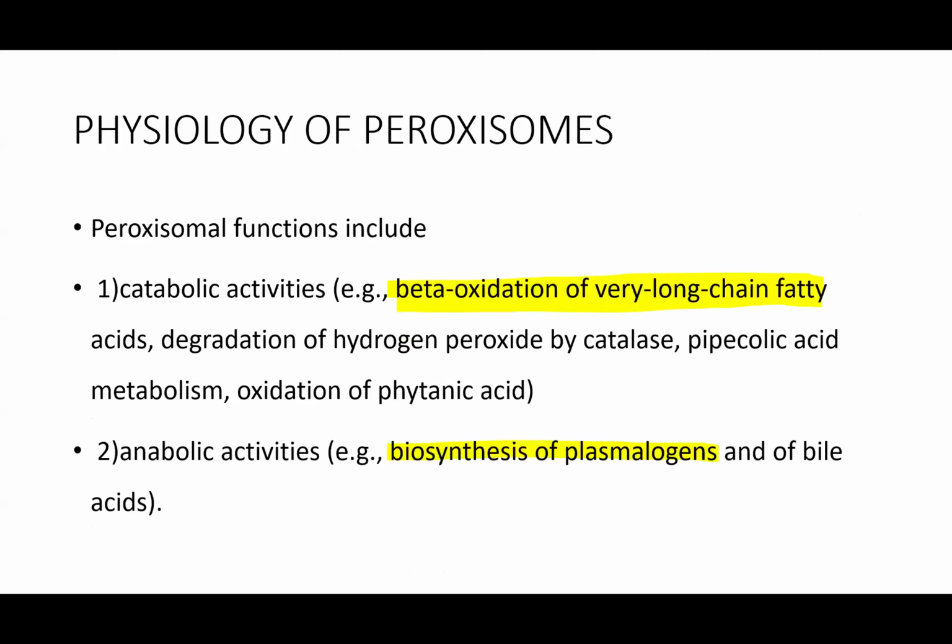So in the investigation part, we look for very long chain fatty acids and plasmalogens. So there will be decreased beta oxidation. So there will be accumulation of very long chain fatty acids, and plasmalogen synthesis will not be happening. So there will be low plasmalogens in paroxysmal disorders.